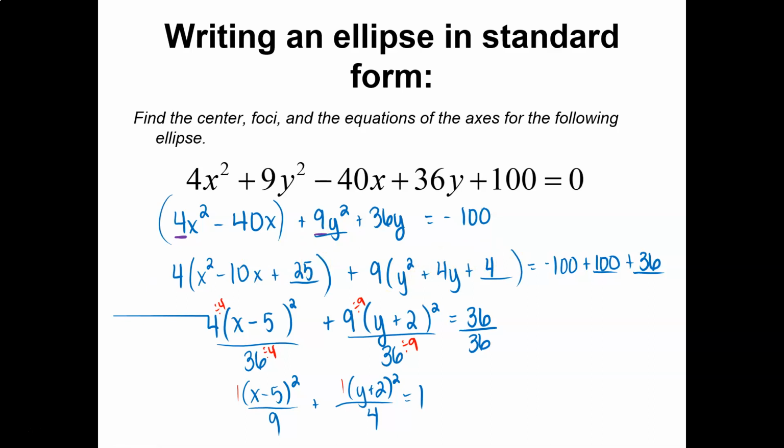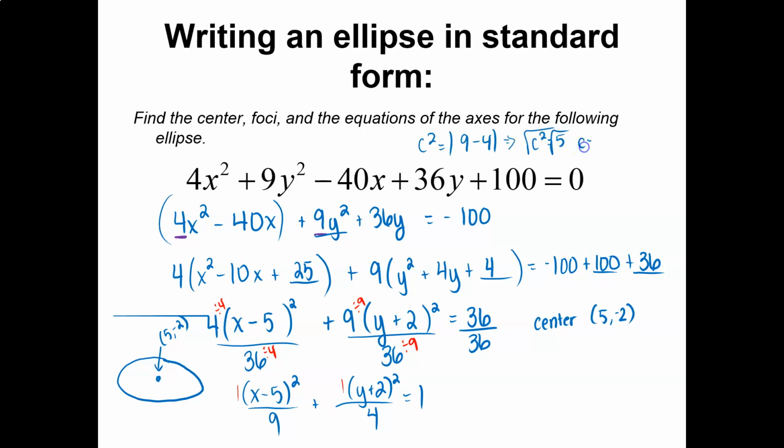All right, we do have to tell center, foci, and axes here. So the center would be 5, negative 2. This one would be a wide ellipse because 9 is larger than 4. Center is right here at 5, negative 2. So I've got to do c squared equals the absolute value of 9 minus 4. So c squared is going to equal 5. c is the square root of 5.